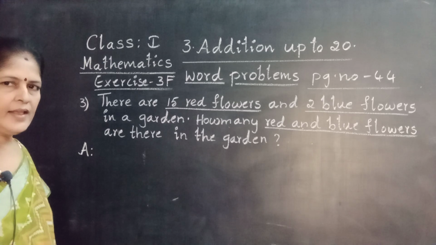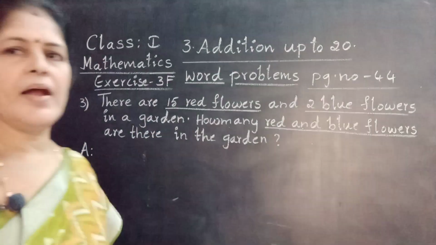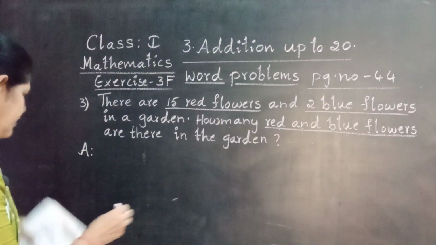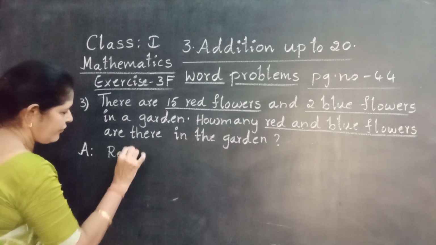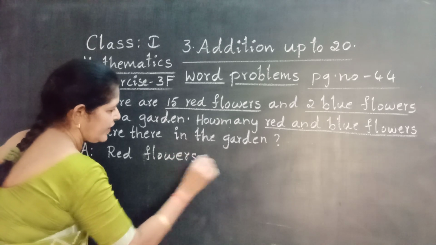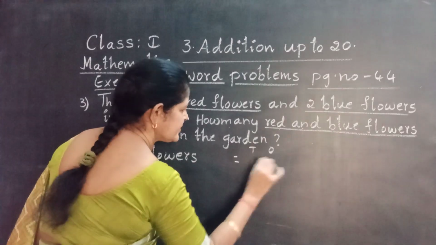Okay? Ready? Here space is given. Here you write only numbers, but in classwork we are going to write the steps. Come on. First one, red flowers. Write simple words, Nana. Red flowers equal to 15, a two-digit number, tens and ones.